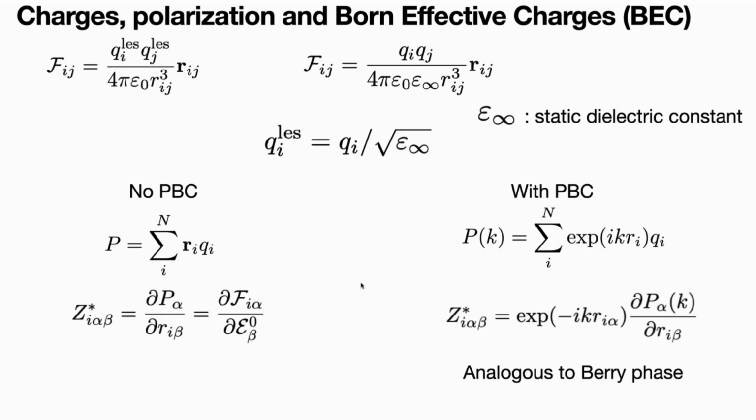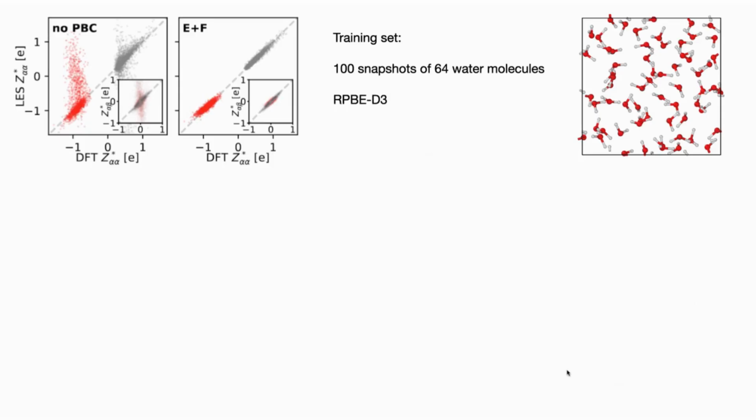We know that for a periodic system, the polarization is actually not well defined because there's the multi-valued problem, as also explored in the modern theory of polarization. Now, in this particular case, for a periodic system, we use an extended definition of polarization and use this form to obtain the Born effective charge. The derivation here is very analogous to the Berry phase in quantum mechanics. Okay, so let's put this theory to the test.